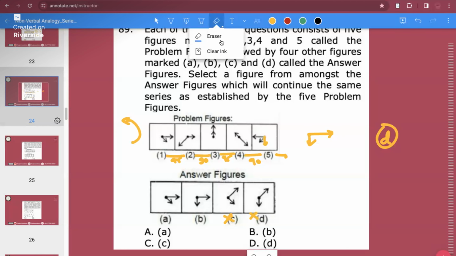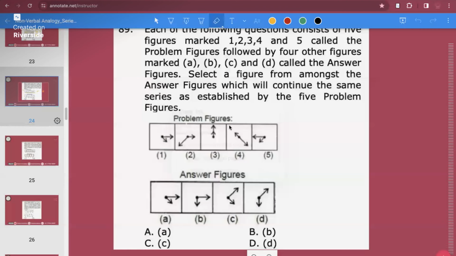Sorry, guys. The minute hand is moving by 135 degrees, right? So the minute hand will reach here, and your hour hand will reach here, right? Sorry, guys. The minute hand is moving 135 degrees clockwise. Okay. Anybody, any problem, guys?